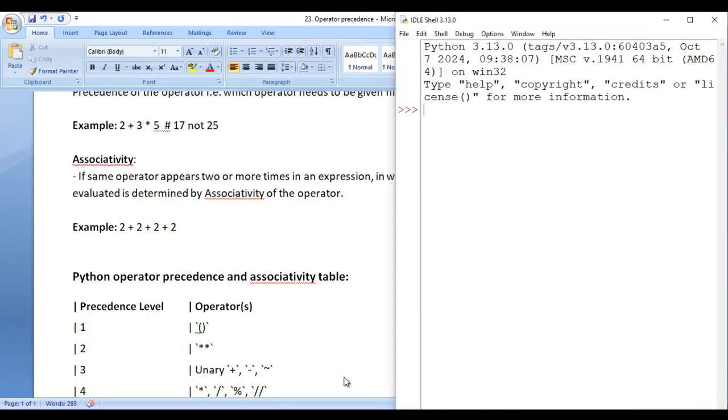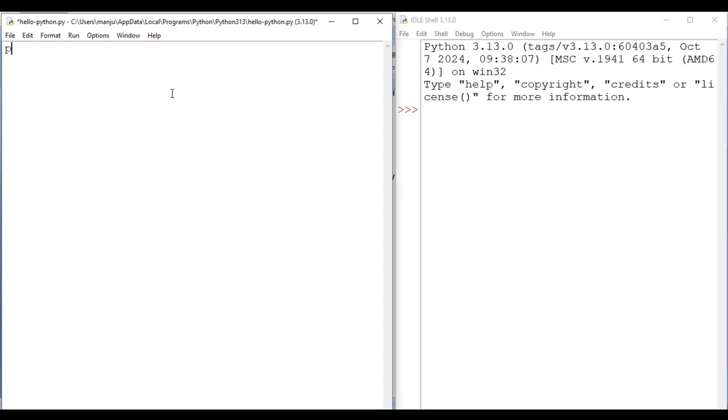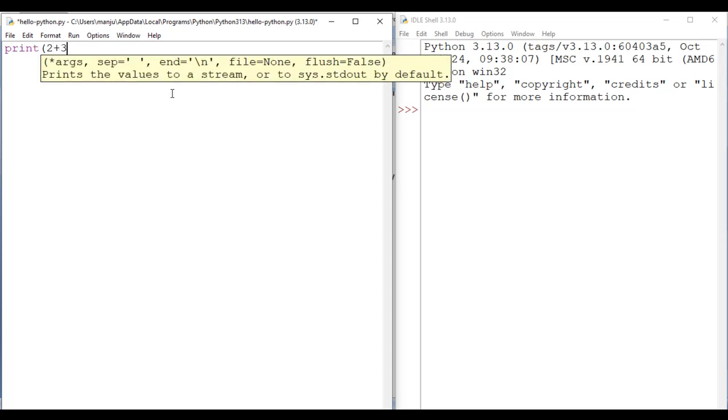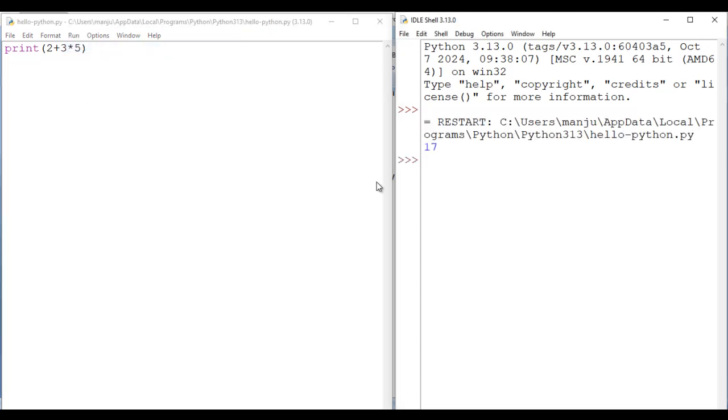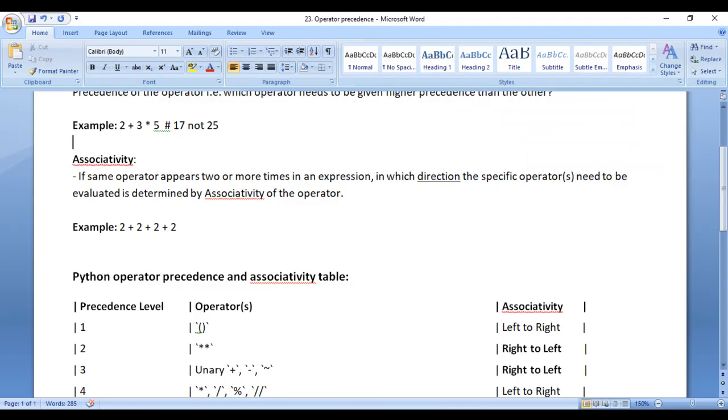I'll go to the Python file. If I say print 2 plus 3 multiplied by 5, I'm going to save this and run it. Definitely we'll get 17 as the output. You see, we got 17. So the correct answer is 17, not 25. Simply don't evaluate the expression from left to right. While evaluating any expression, you refer to the Python operator precedence and associativity table.